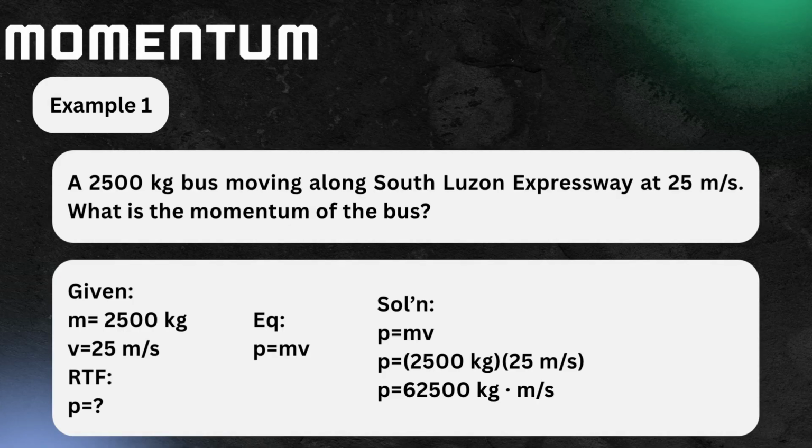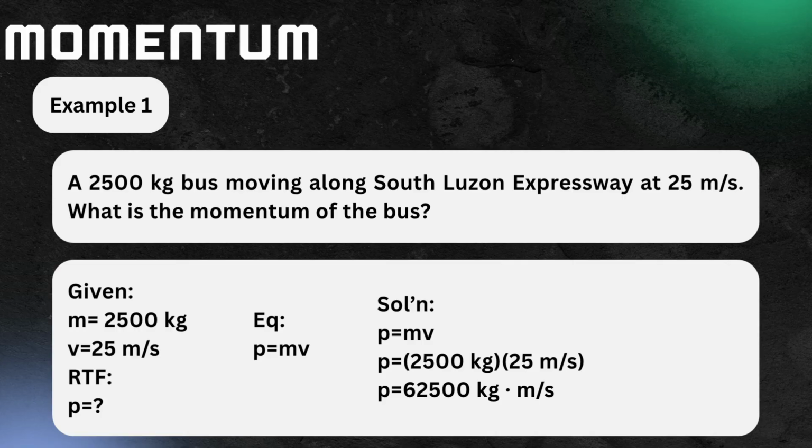Example number 1. Let's consider a 2,500 kilogram bus traveling at 25 meters per second along South Superhighway. The question here is, what is the momentum of the bus? First, let's identify what we have. We are given 2,500 kilograms of mass, and the velocity of the bus is 25 meters per second. We are required to find the momentum. The equation to use is P is equal to mv.